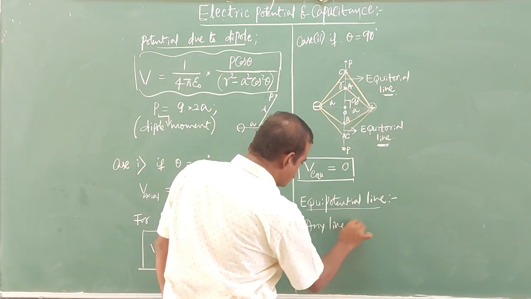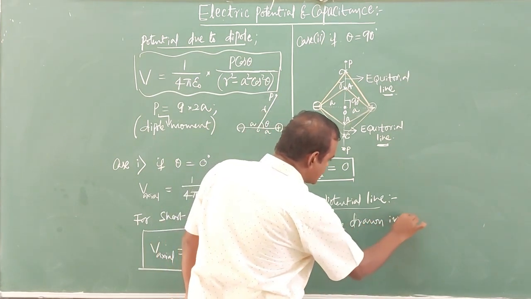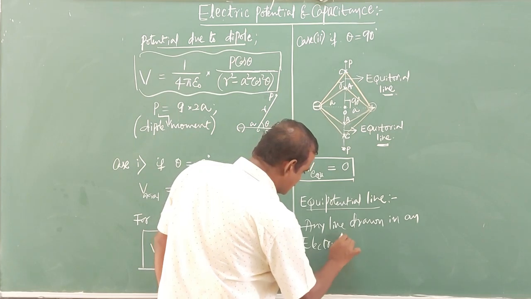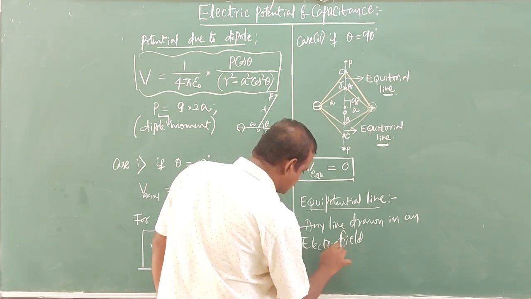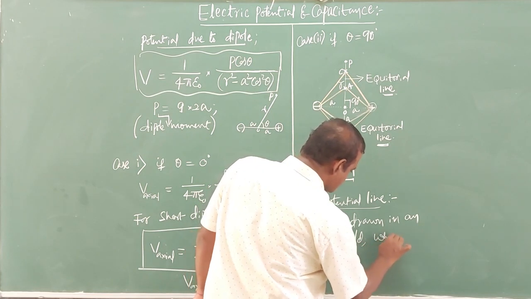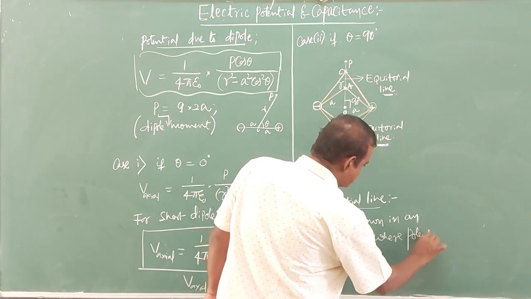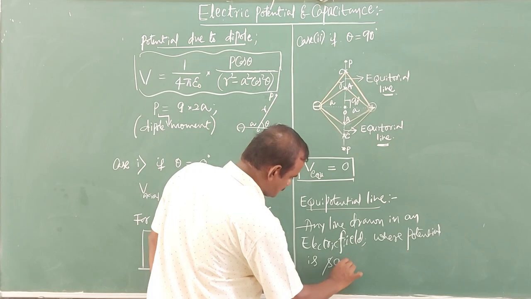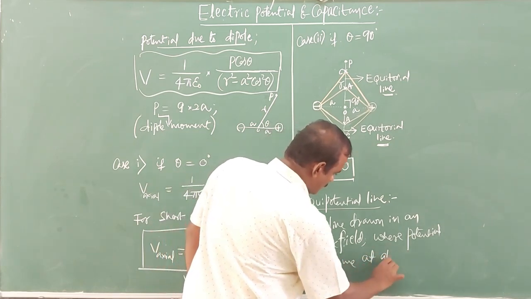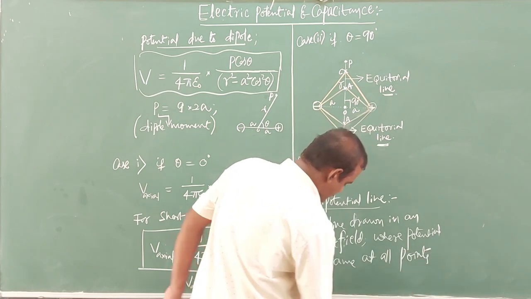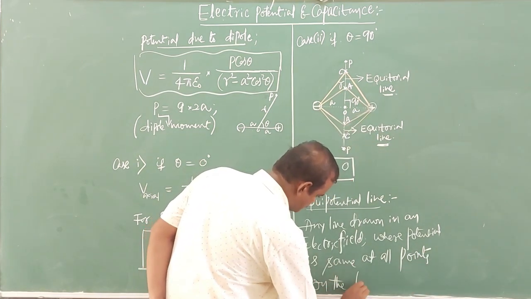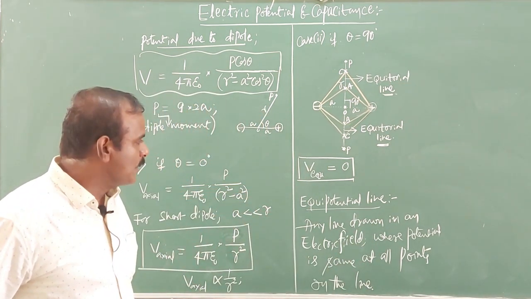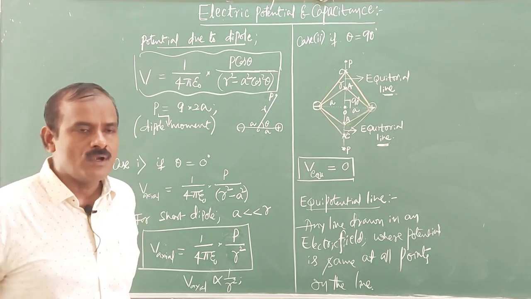Any line drawn in an electric field, same at all points. So what is an equipotential line? Any line drawn in an electric field where potential is the same at all points on the line. Such a line is called an equipotential line.